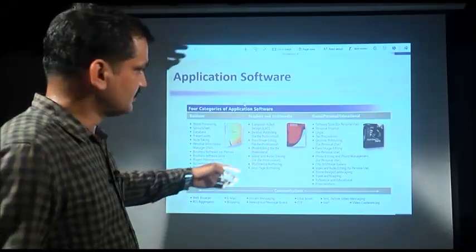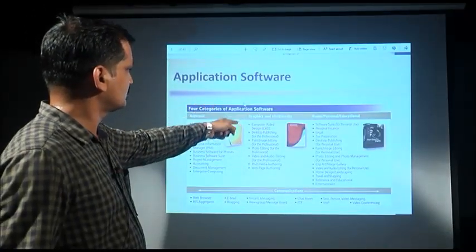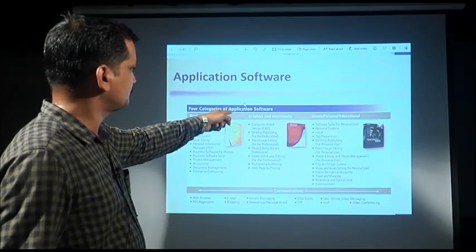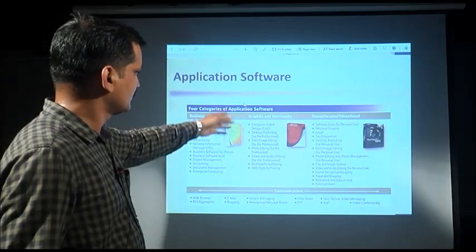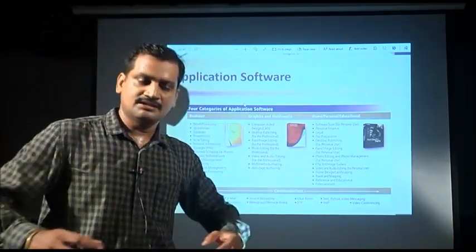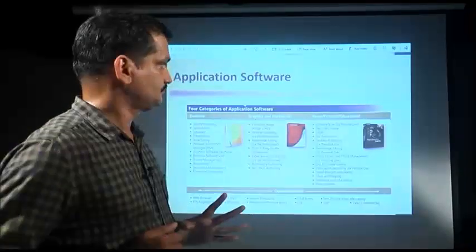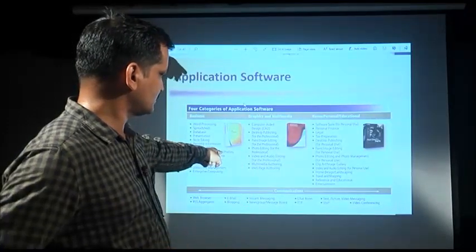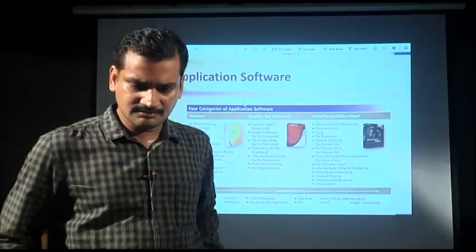Similarly, some examples of application software used for home, personal, and educational purposes are software suite, personal finance, legal, tax preparation, and desktop publishing. All these are examples of application software used for home, personal and educational purposes. Now, the last category is communication software.